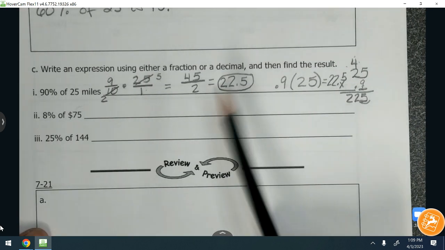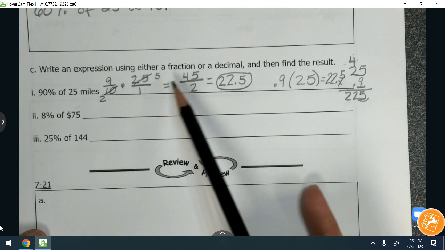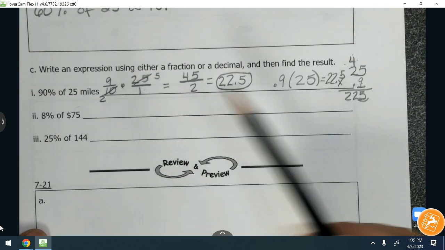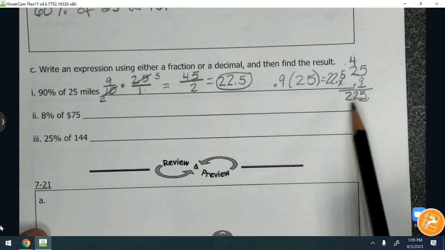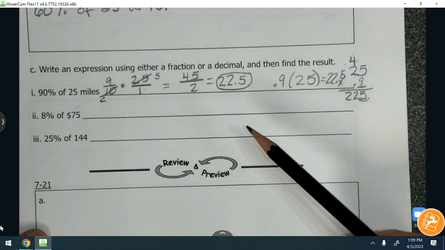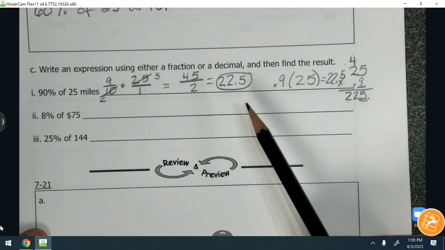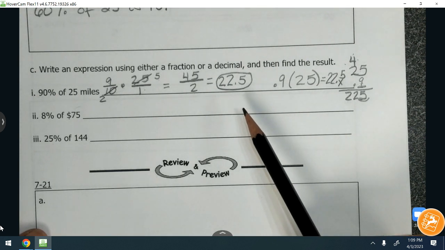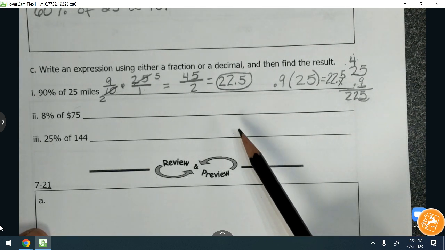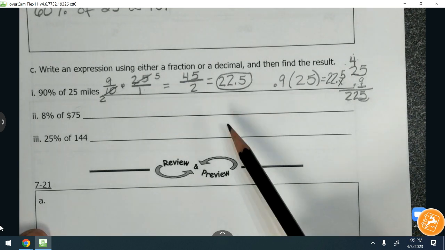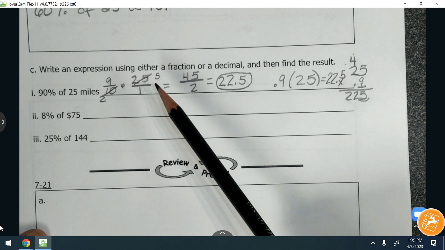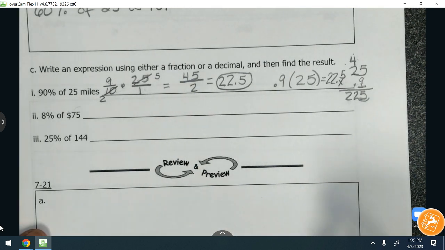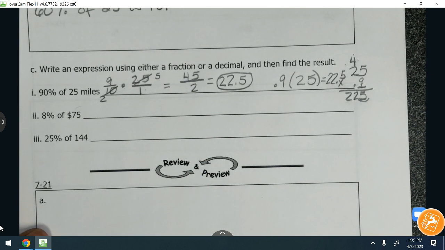So if I am a fraction fanatic, I'm going to want to do this one. If I think decimals are dreamy, I'm going to pick this one right here. And I want you to try to do parts 2 and 3 on your own. So you're going to just do one or the other. You don't need to do both. Fractions or decimals. Go ahead and stop the video now.